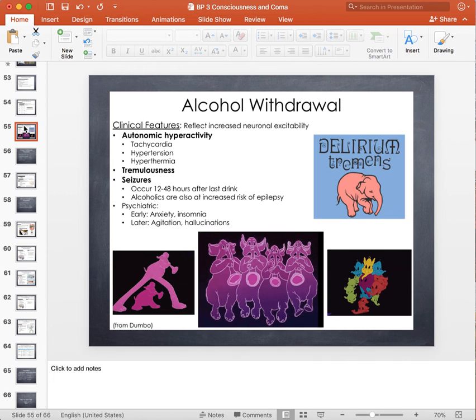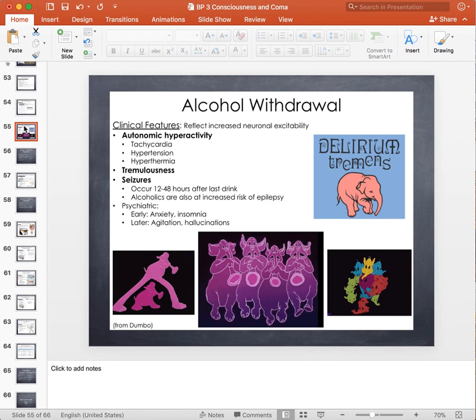Tremulousness or the shakes are very common early on as a sign of motor hyperexcitability, cortical hyperexcitability, and in a more severe state, you can actually have seizures. And so this is the rare drug withdrawal that can actually kill you. Seizures usually occur 12 to 48 hours after the last drink.